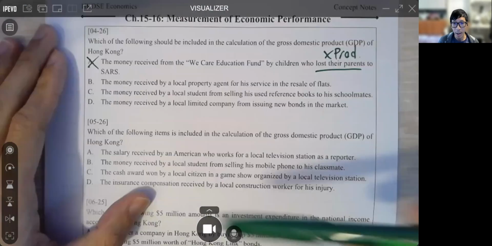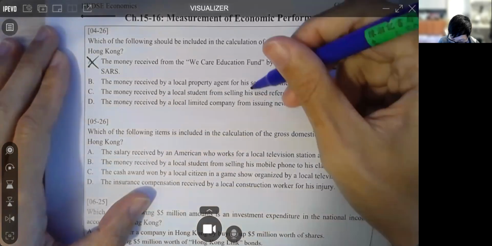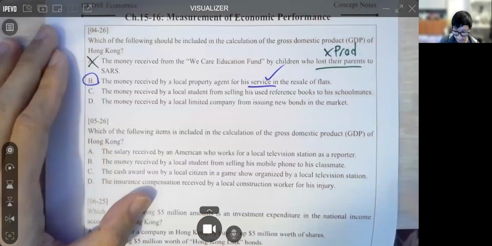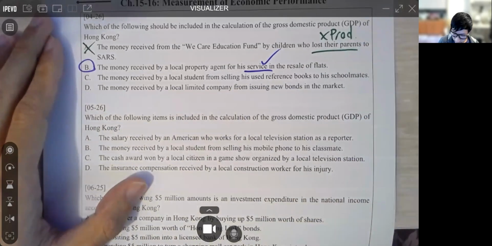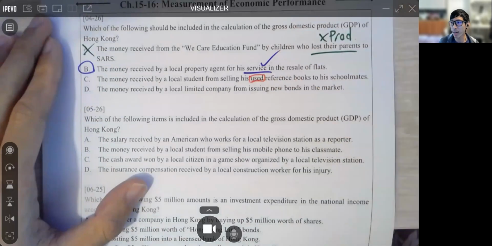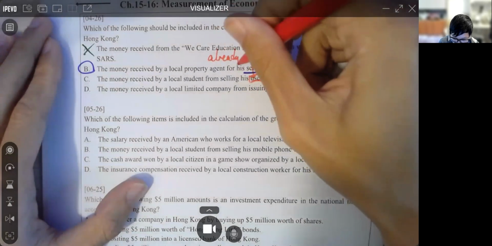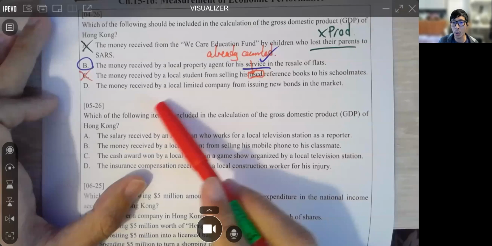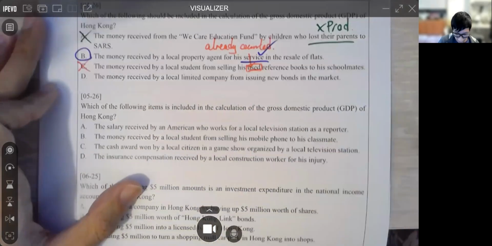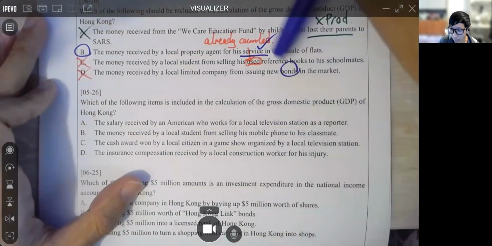Doesn't count. OK 好嘛？Money received by a property agent for service，係咪好好人啊？Service obviously counted. Yes, this is in GDP. 好啦，local student from selling his used reference book，咧，阿 Sir。sell 嘢唔係有 service 啫，有，but this is used, so already counted。二手嘢嘅 price does not count。Money received by a local limited company from issuing new bonds，我唔解啦。大家見到 bonds 使唔使解啊？No need to explain, right? You see bonds. I'm not going to explain.